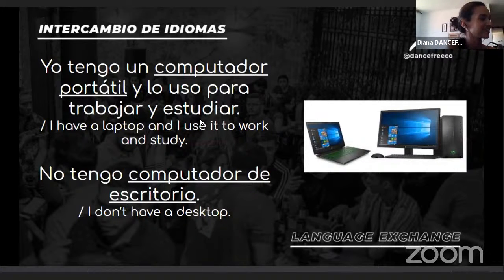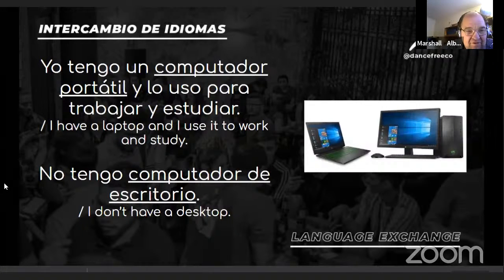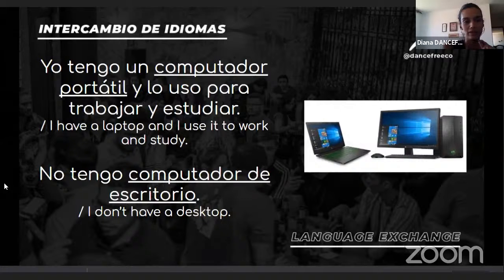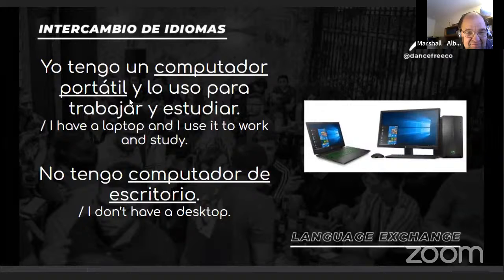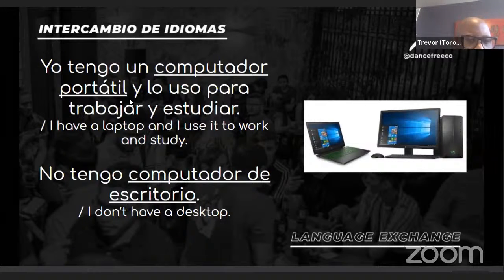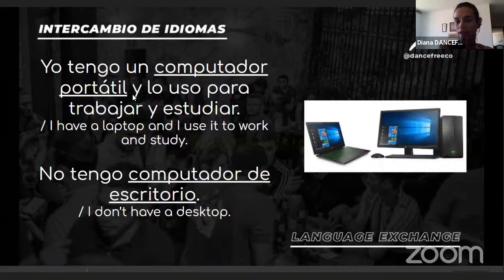Okay, so would anybody like to read these sentences to practice your pronunciation? Yeah, sí. Okay. Yo tengo un computador portátil y lo uso para trabajar y estudiar. Ajá. Marshall, esta portátil. Portátil. And didn't he say yo instead of Joe? Are you supposed to say Joe instead of yo? It depends if you want to sound Colombian or not.